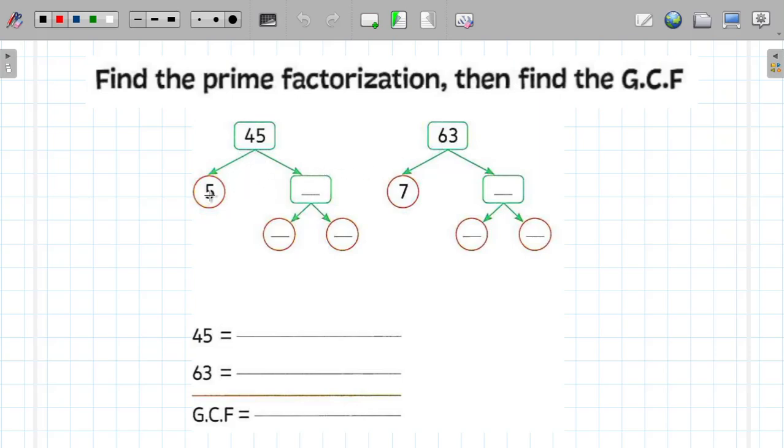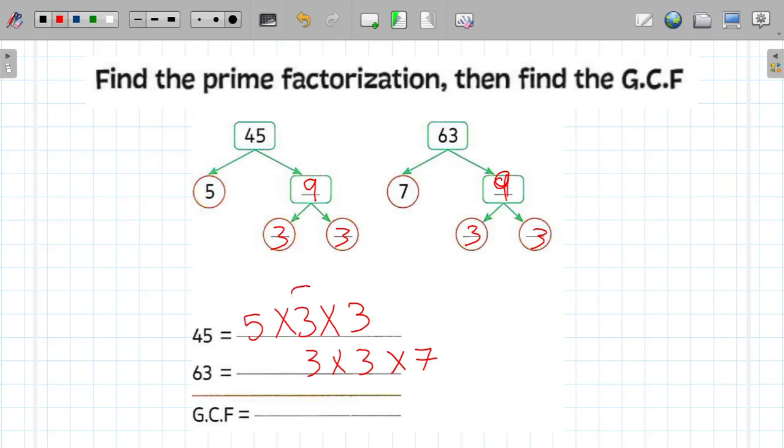The first one here, 45 equals 5 by what? By 9. And 9 is 3 by 3. Here I have 7 by 9. And 9 is 3 by 3. So the first number 45 will be 5 by 3 by 3. And the second number 63 will be 7 by 3 by 3. So I will write 3 under 3 and 3 under 3 and 7 in one column alone. So it will be 3 by 3 by 7.